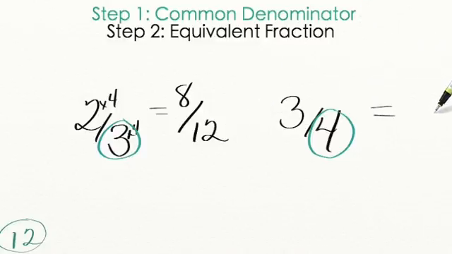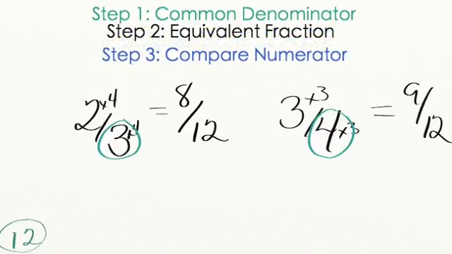So let's go ahead and do that for 3/4. If we multiply 4 times 3, and then we multiply 3 times 3, we get an equivalent fraction of 9/12. So we've now completed step 2. On to step 3. Our last step is to compare the numerators. Now that we have equivalent fractions, we can look at these as they have the same denominator. So looking at the numbers that we have right now, we have 8/12 with an 8 as the numerator and 9/12 with a 9 as the numerator.